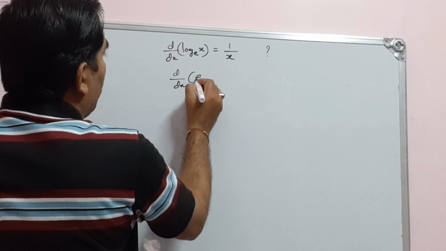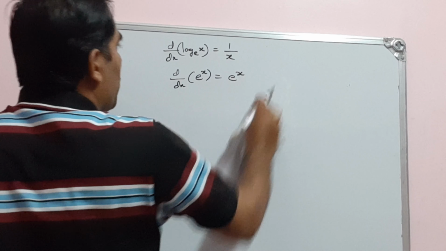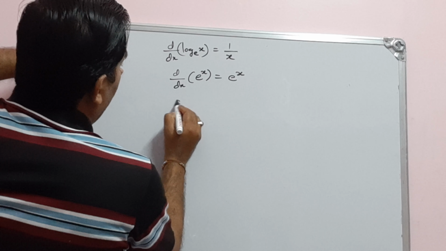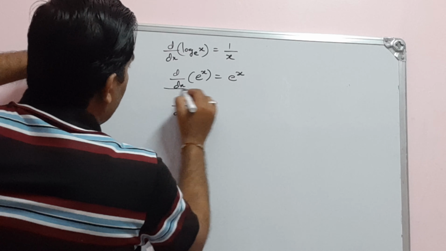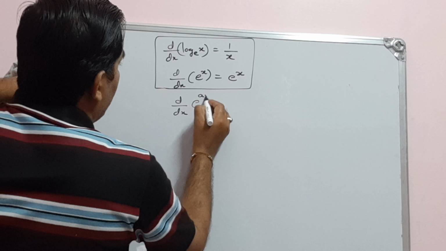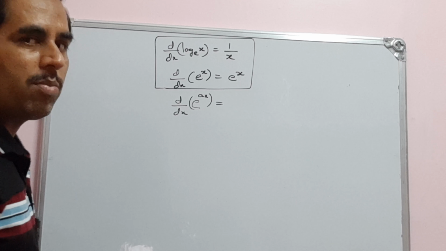And similarly, by using the first principle, the derivative of e to the power of x is what? e to the power of x. So we have discussed all this in our previous classes. These two are standard results. If somebody asks, what is the derivative of e to the power of ax? How do you write the derivative of e to the power of ax?